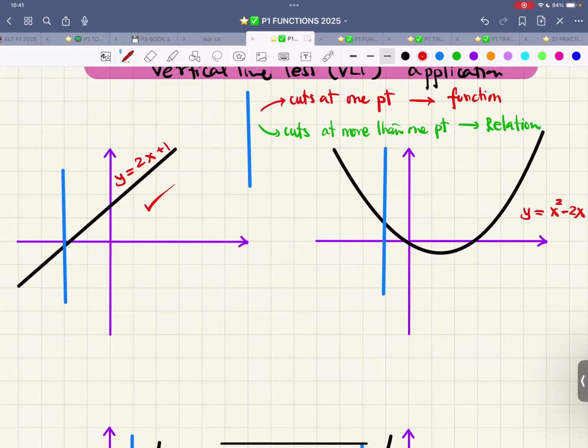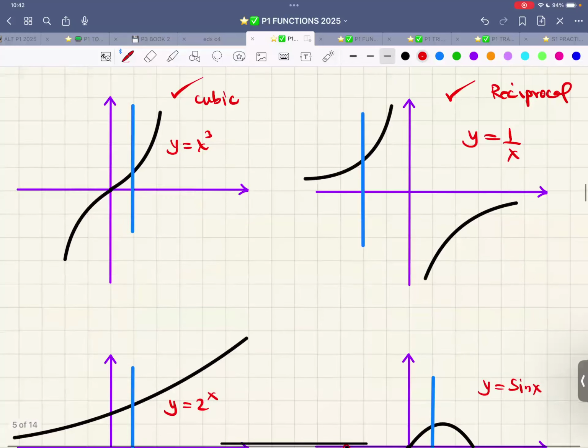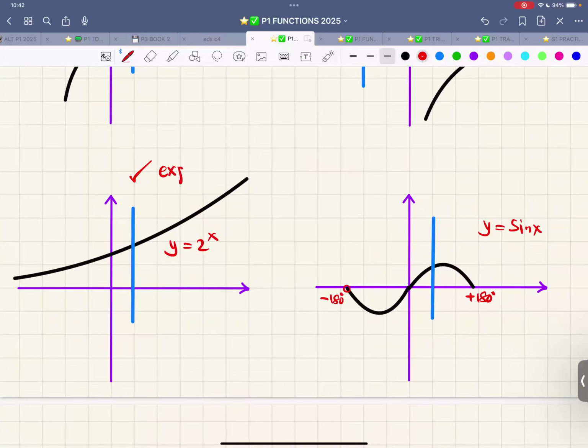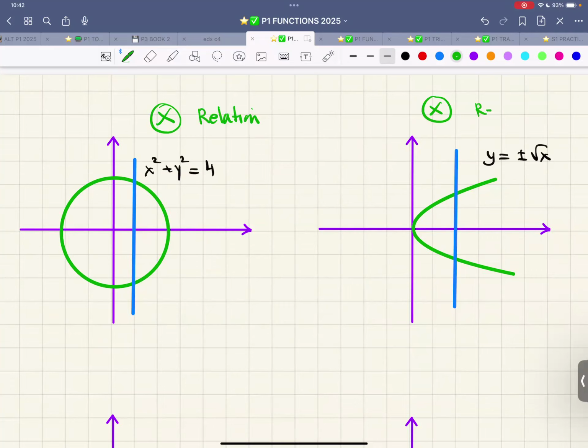So this is, yes, a linear function. This is also a function, a quadratic function. This is also a function, a cubic function. This is also a function, a reciprocal function. This one is an exponential function, a power function. This one is a trigonometric function. The same holds true for cosine x or tangent x. This one is not a function. This one is not a function. It's simply a relation between two variables.